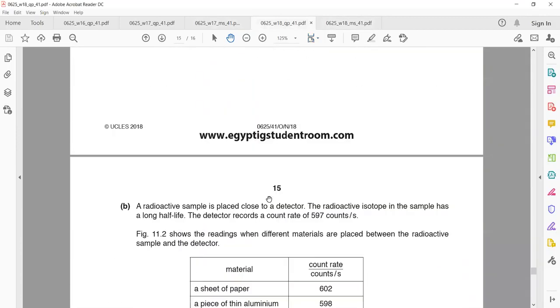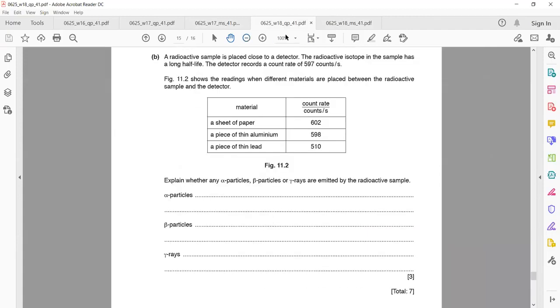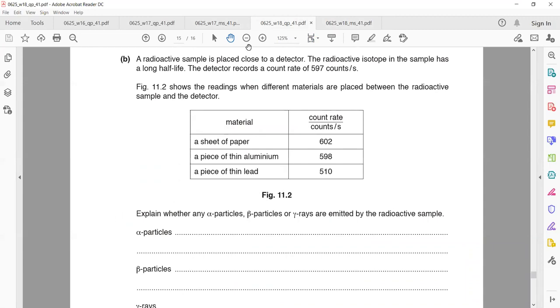Okay, in the next question, a radioactive sample is placed close to a detector. The radioactive isotope in the sample has a long half-life. When we say long half-life, we can say the amount of radiation coming out from the source is not changing, or more or less it's constant. For example, if I say half-life is 5,700 years, it means it will take a lot of time to decay. So the radiation coming out for the experimental purpose can be considered as constant.